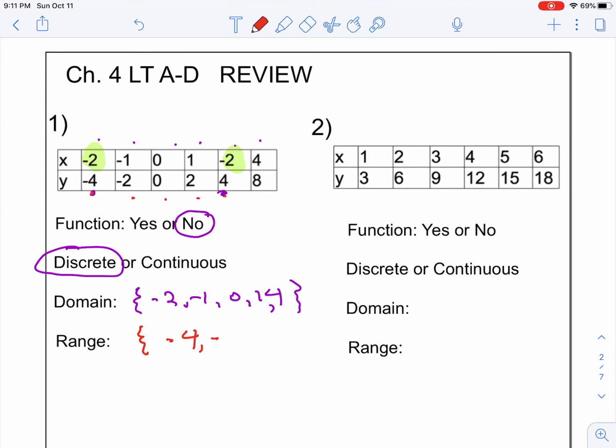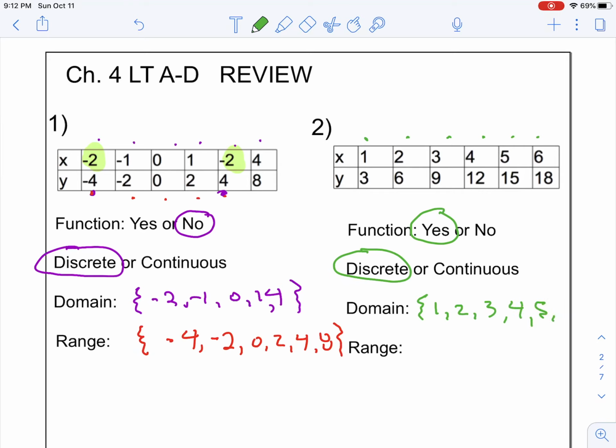Okay, the second one. If we take a look at whether this is a function or not, we can see, first of all, look for repeated x's. All of these x's are different, so it is a function. For every x value, when I would say when x is 2, y is, you'd only have one exact answer. This again is discrete because it's separate individual points. The domain, remember our x's are all of the x values in your function or relation. So 1, 2, 3, 4, 5, 6.